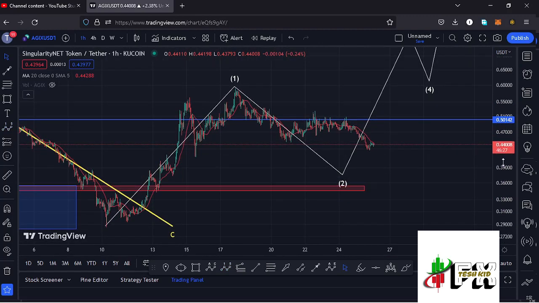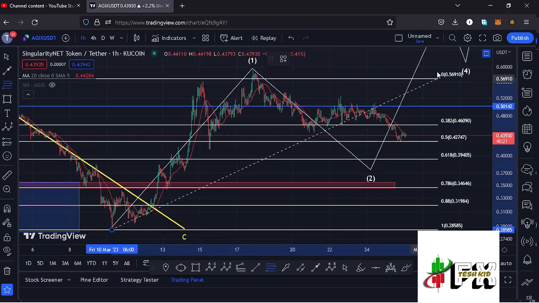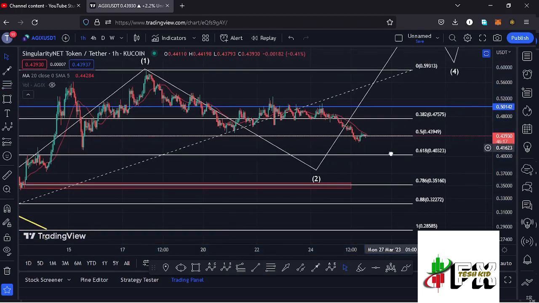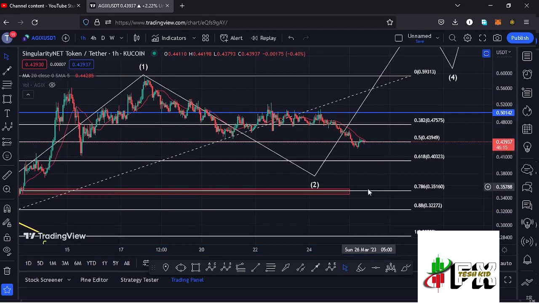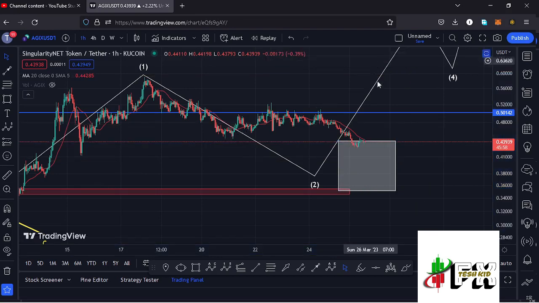Sketching out a target area to the lower side in the formation of this wave 2 by connecting the Fibonacci from the low of the first wave down there to the high of that wave 1. That now gives me a minimum target area to the lower side in the formation of this wave 2 between the fib level 0.5 and the fib level 0.78, which is a target area that lies between the $0.43949 mark and the $0.3516 mark, and it is within this white target area down here that I'm now expecting to see the low for this second wave to the lower side.